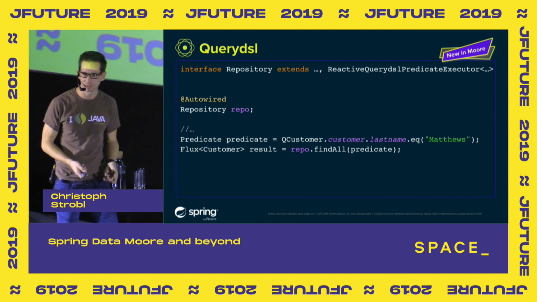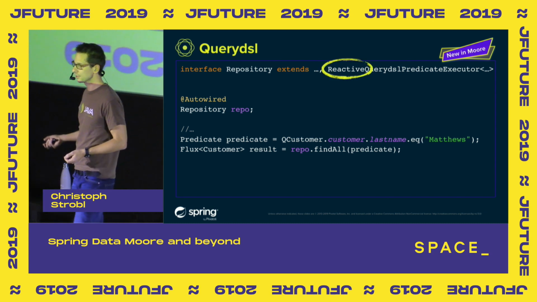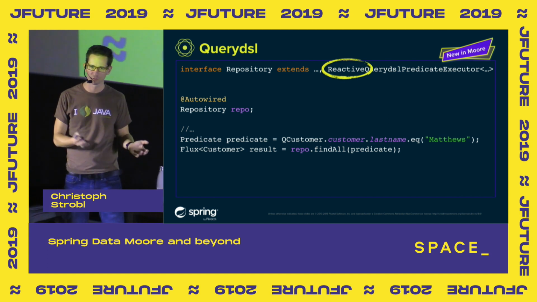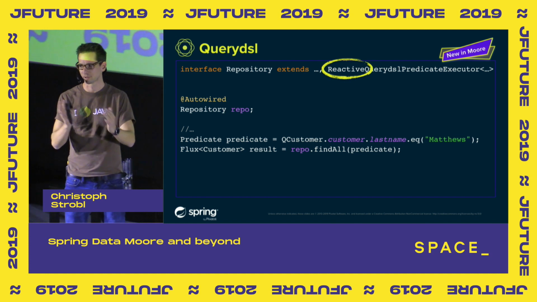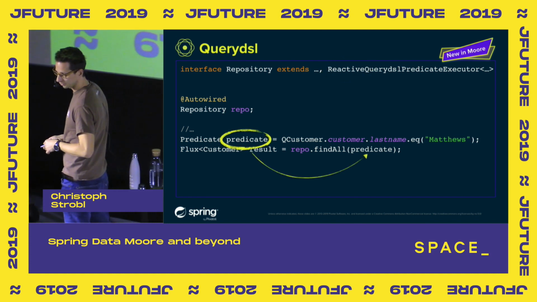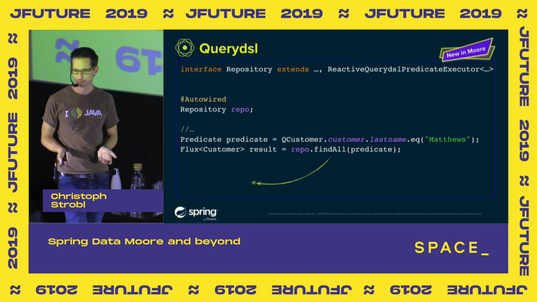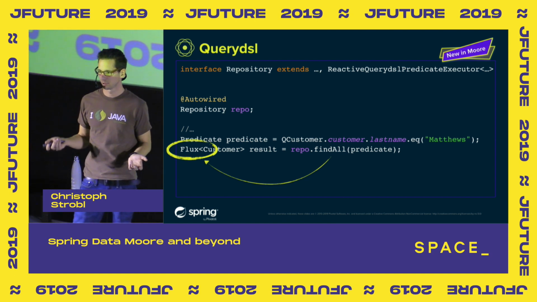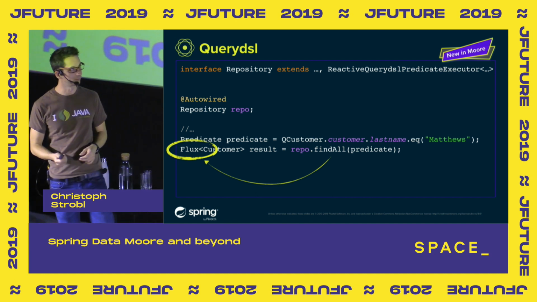With the reactive stack, we extended this to have not a Query DSL predicate executor, but a reactive one, of course. Most of the stuff in the reactive support that we've built is just prefixed with reactive and then just the very same name. And in there, you can use the very same predicate as before. And what it will do, it will return, obviously, a flux instead of a list.